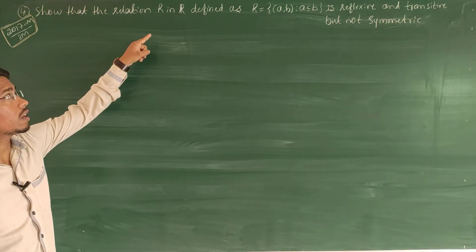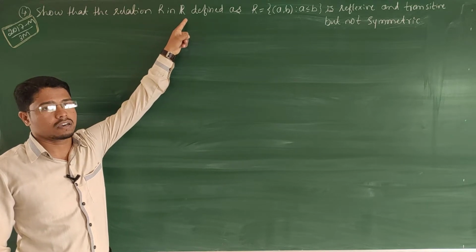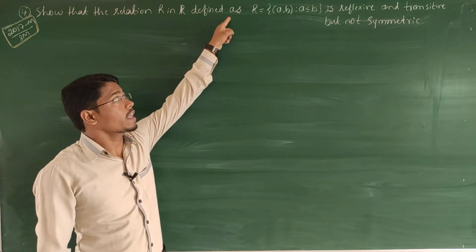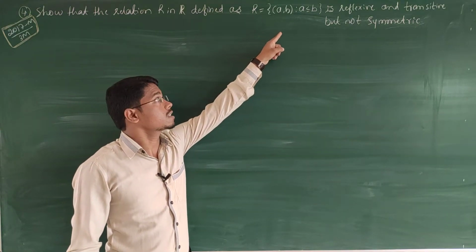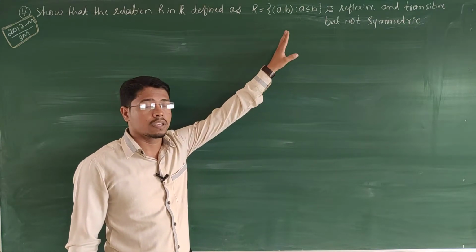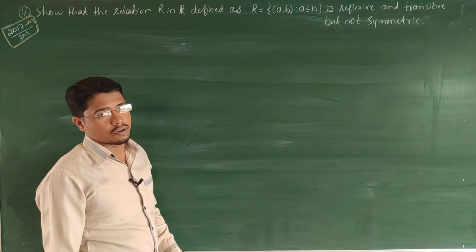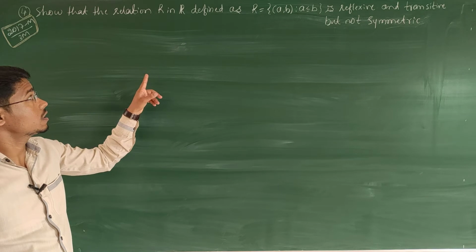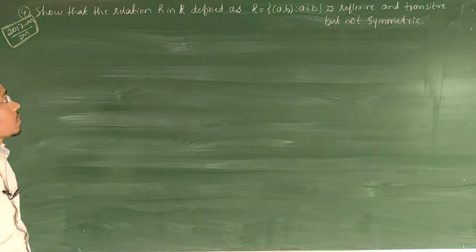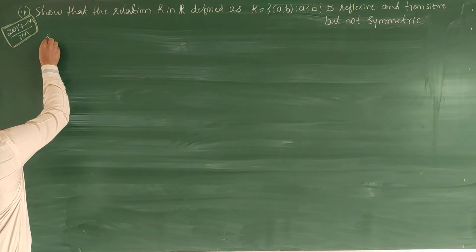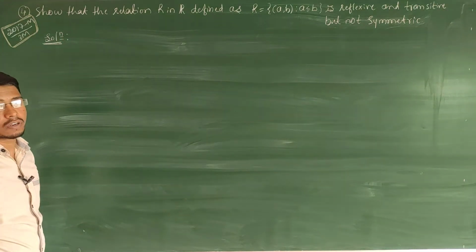Show that the relation R in R, where this is a relation R and this is the set R, the set of real numbers, defined as R equals (A, B) such that A is less than or equal to B, is reflexive and transitive but not symmetric. So we have to show that this relation is reflexive, transitive but not symmetric. Let us consider the solution, and this question was asked in the 2017 annual examination for 3 marks.